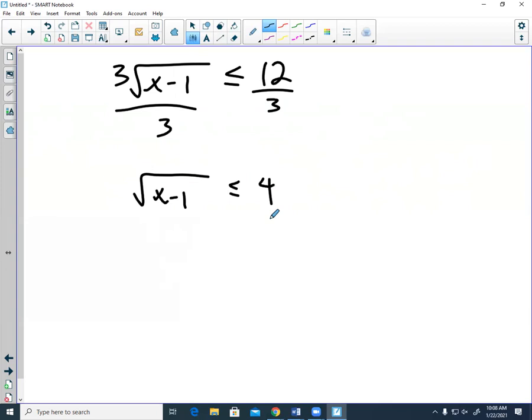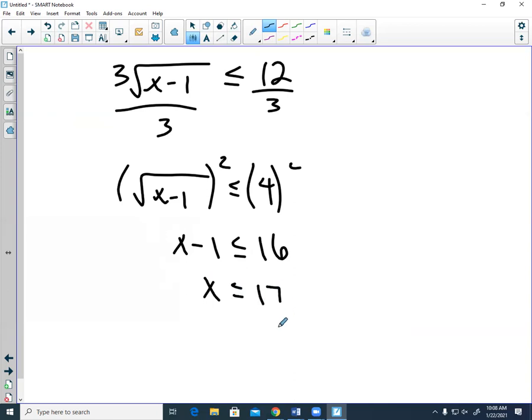Now what would I do to solve here? I would square it. So I would end up with x minus 1 is less than or equal to 16. And then I would get x is less than or equal to 17. So now I need you to think about what this answer is telling you. It is telling you that any number smaller than 17 will make this inequality true. Is that a true statement or not, and why?